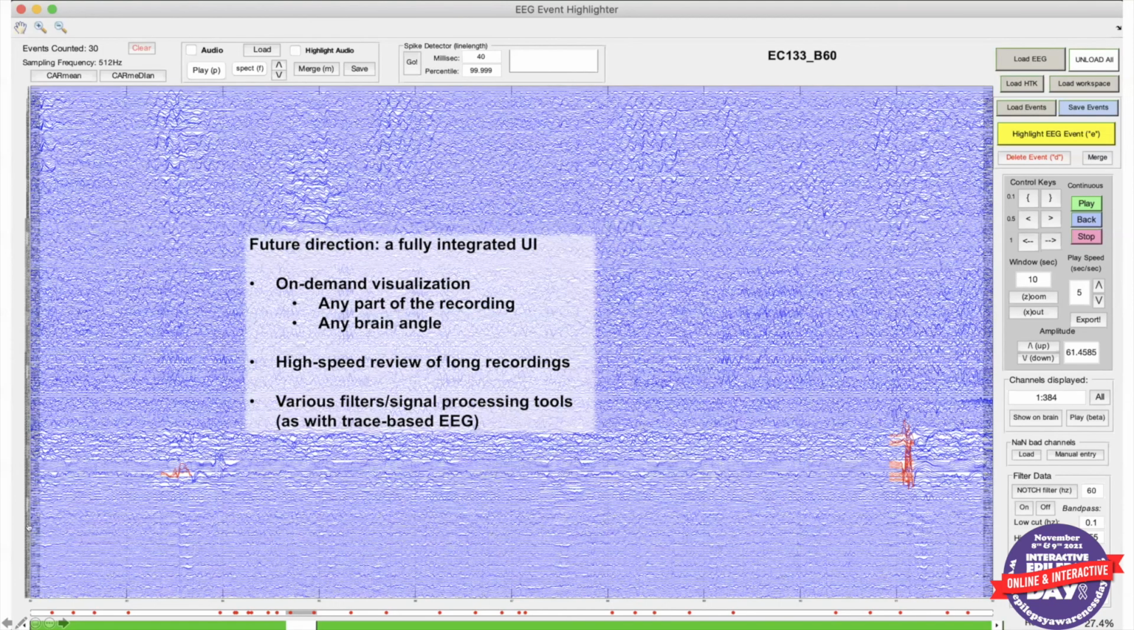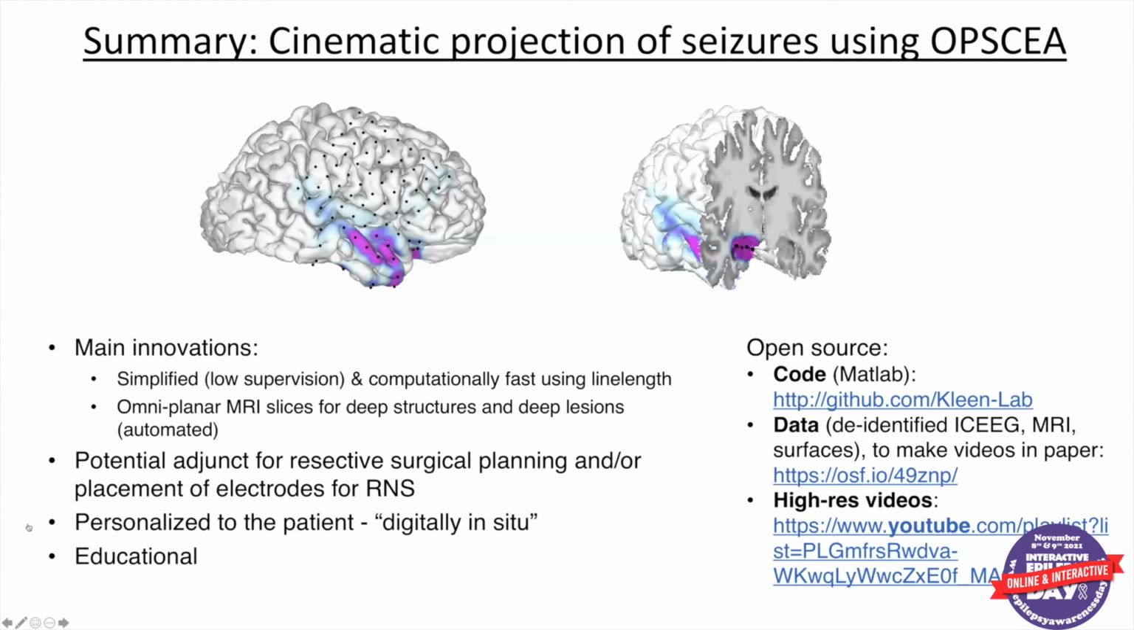So those are the main innovations. There's a simplified way to project a heat map on the brain of seizure activity, and then having these slice views we found really helpful. And as I said in the beginning, all the code for this is based in MATLAB, and it's open source. It's on GitHub, and we even have the data available if people try to recreate this at other institutions and epilepsy centers.